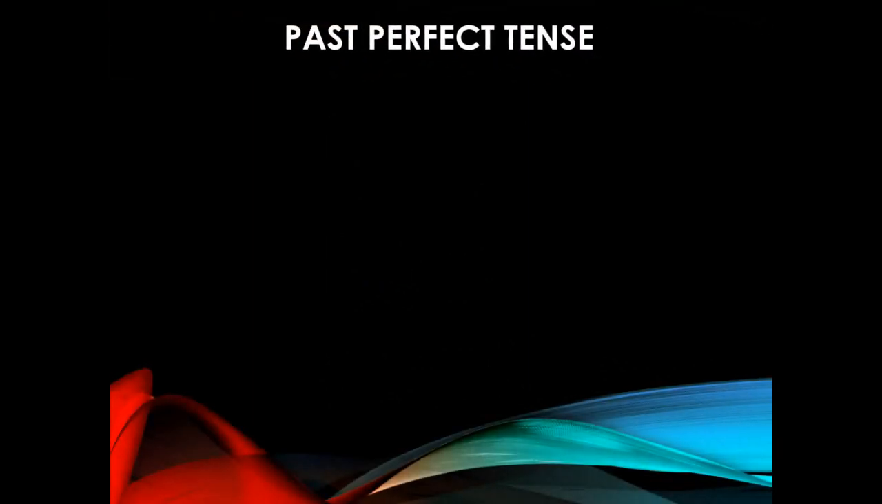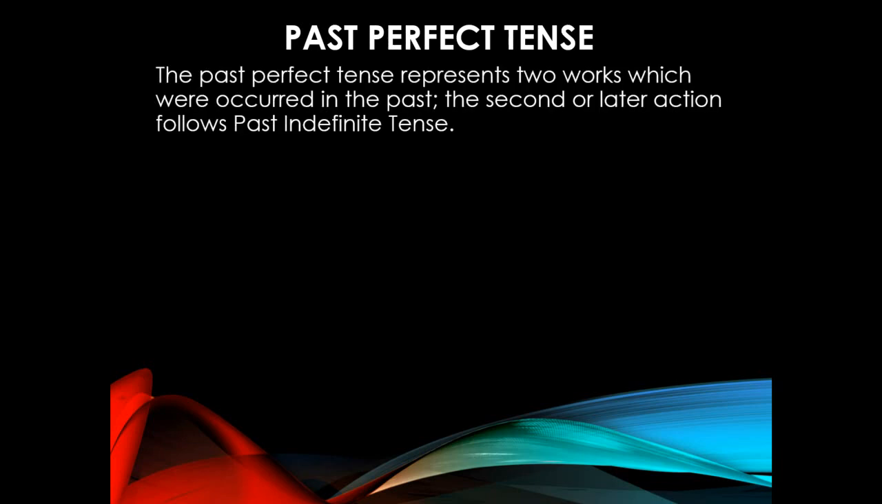So today we're going to learn about past perfect tense and past perfect continuous tense. The past perfect tense represents two works which occurred in the past. That means there will be two incidents in one sentence which represent two works of a past tense. The second or the later action follows the past indefinite tense. That means there will be a simple past tense and a past perfect tense. So let's see the structure and examples so that we can clear up the concept.